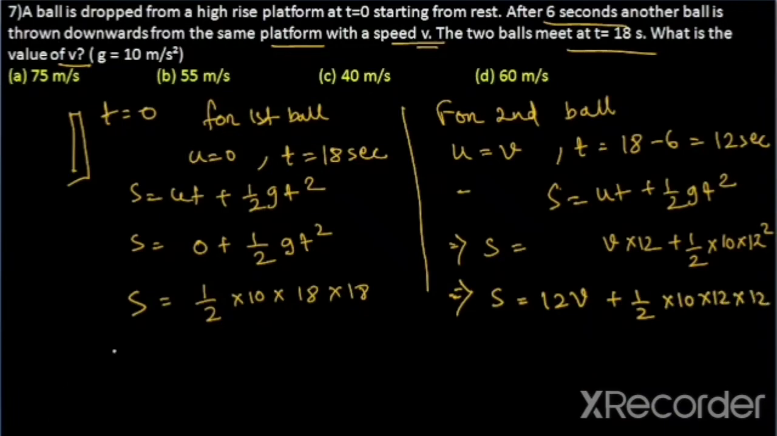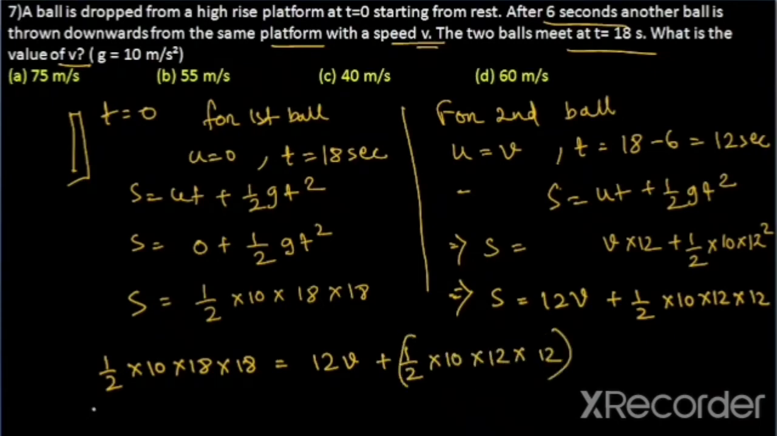According to the question, two balls meet at 18 seconds. That means the distance covered by both the balls is equal. That is half into 10 into 18 into 18 is equal to 12v plus half into 10 into 12 into 12. So we can write this as 12v is equal to half into 10 into 18 square minus 12 square.